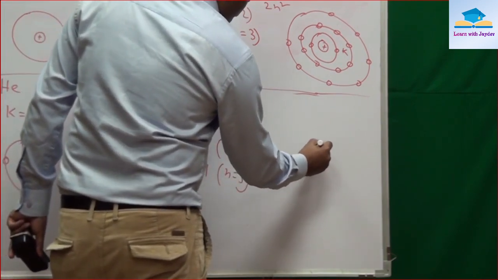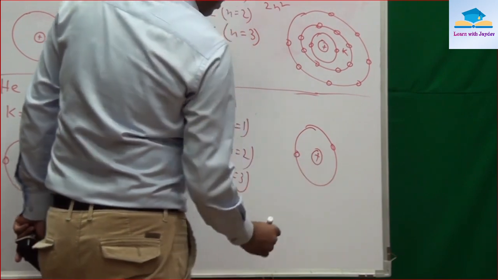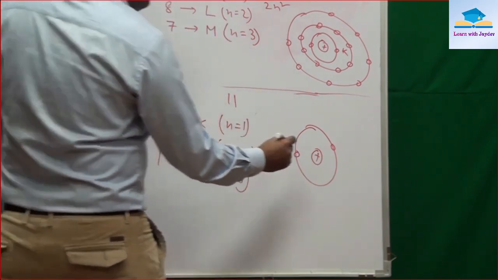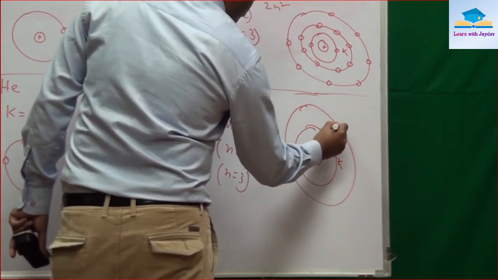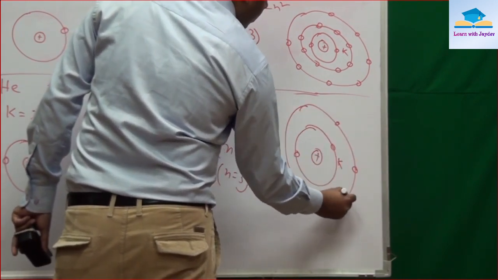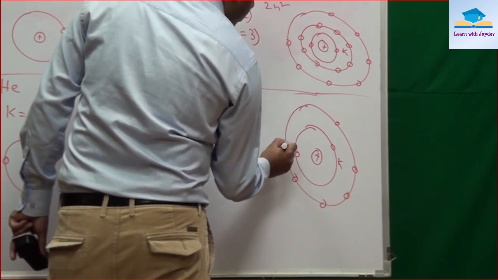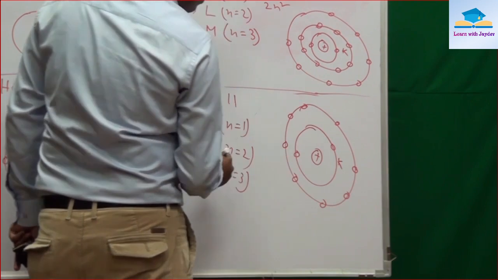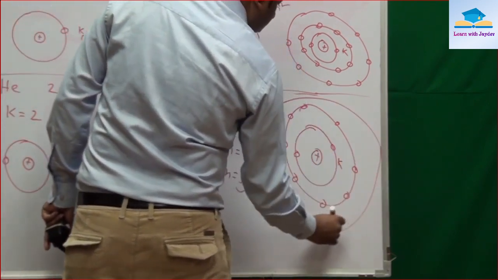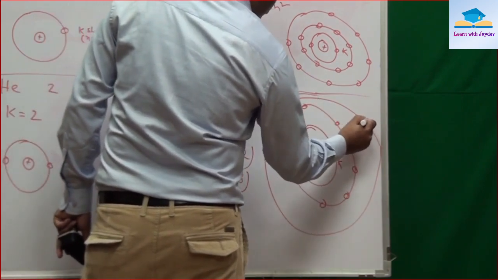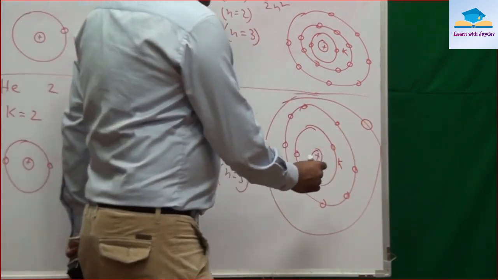At the center there is a nucleus, then the first 2 electrons will be distributed in the K cell, 8 electrons will be accommodated in the L cell, and 1 electron will be there in the M cell.